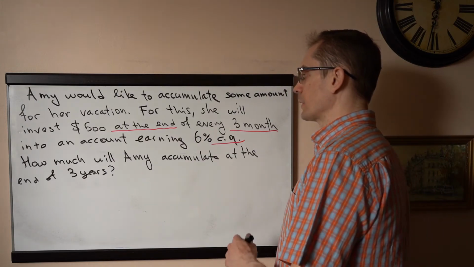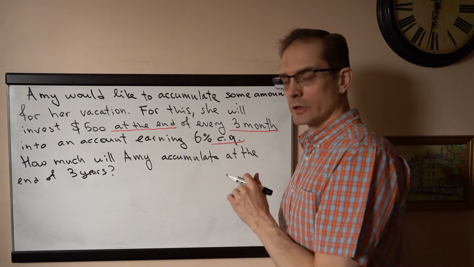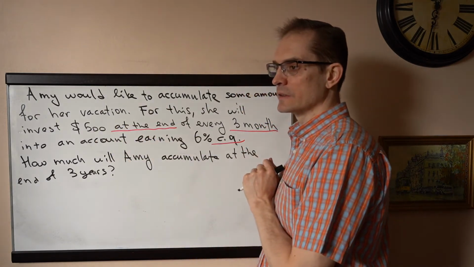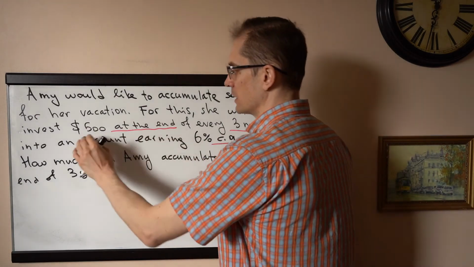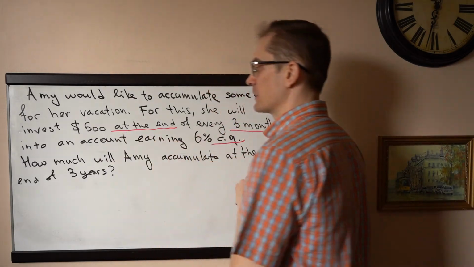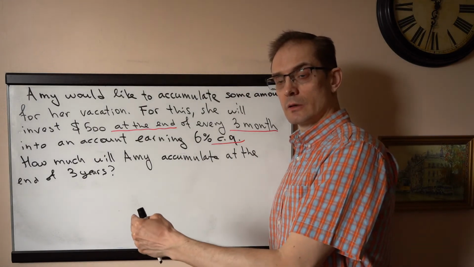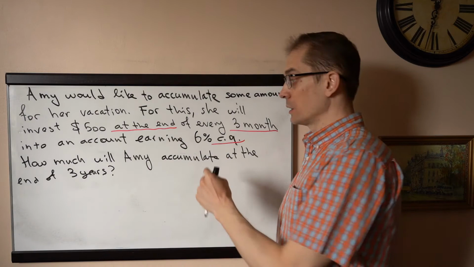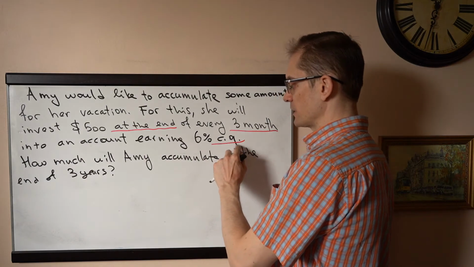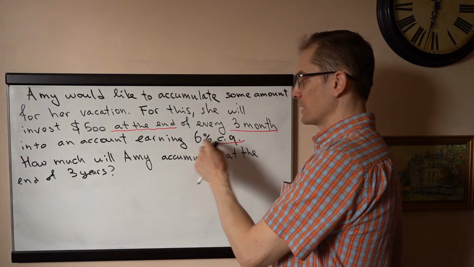Well, let's analyze this problem. Already you can see here that the red keywords are underlined. So you have at the end, which means that this annuity is ordinary, right? So the payments are invested at the end of every 3 months, right? So at the end means the annuity is ordinary. Now every 3 months means 4 times per year. Or the payments, in other words, are made quarterly. And the rate here, 6%, is also compounded quarterly. So we have 4 times per year that the rate is compounded.